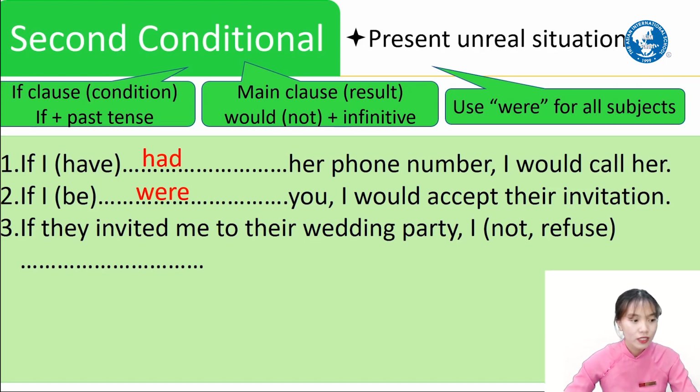The last one, if they invited me to their wedding party, blank. In the sentence, if they invited me to their wedding party is the condition. It is the if clause. So the main clause will have the main verb in the form with would and infinitive. So the correct answer here is wouldn't refuse. If they invited me to their wedding party, I wouldn't refuse.